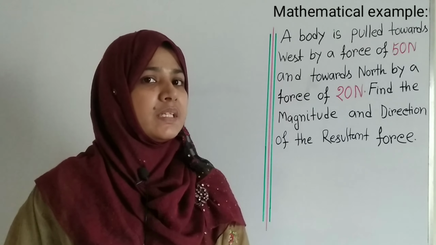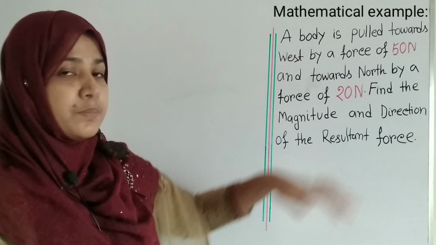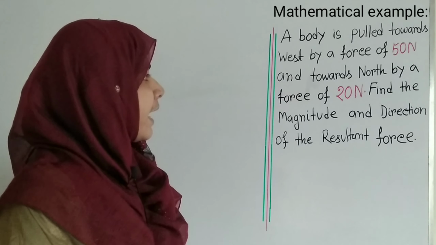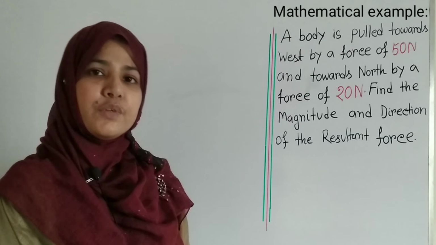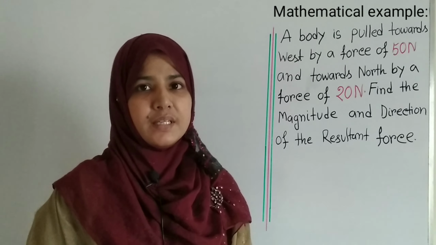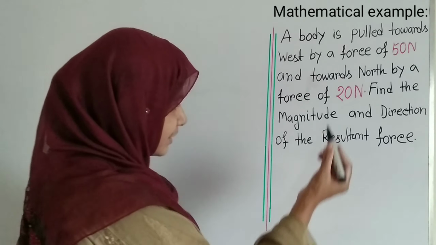Now the mathematical example. Here you can see that the question is: a body is pulled towards west by a force of 50 Newton and towards north by a force of 20 Newton. Find the magnitude and direction of the resultant force. So we can draw a diagram by using that information.